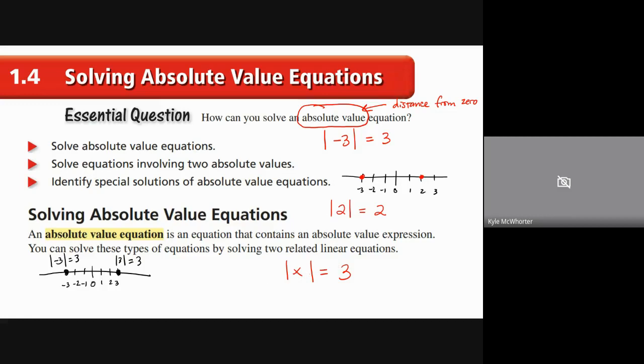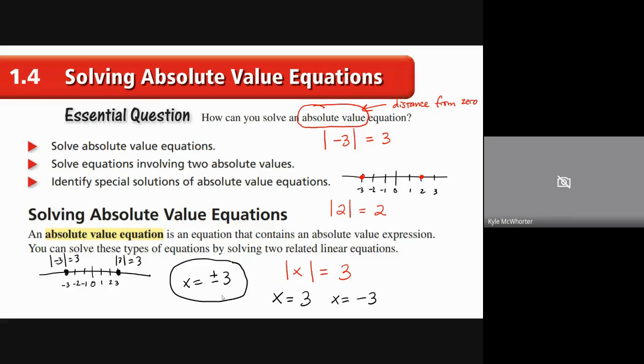So when you're solving this equation, you're actually going to get 2 solutions: x equals 3 and x equals -3. And there's a shorter way to write that. Instead of writing both of those, you can write x equals ±3. That means x equals both +3 and -3. It's giving you 2 different solutions here.